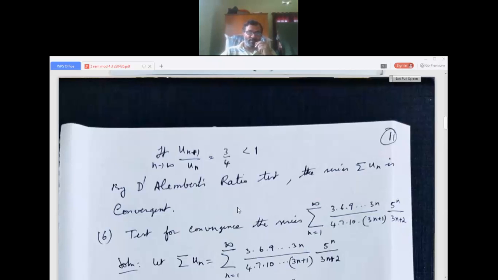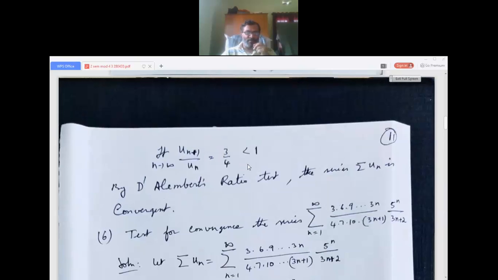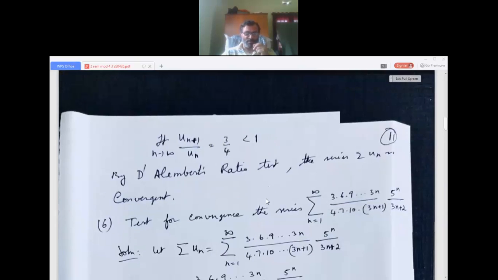So by D'Alembert's ratio test, the series sigma un is convergent. The limit as n tends to infinity of un plus 1 divided by un is 3 by 4, which is less than 1. So by D'Alembert's ratio test, the series sigma un is convergent. Because it's less than 1, it is convergent. Greater than 1 means divergent. The series sigma un is convergent.